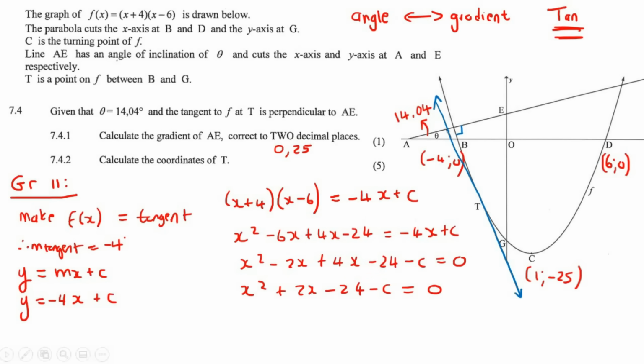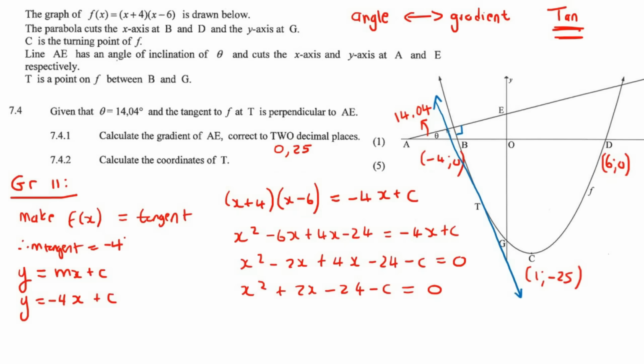Okay, now when I solve this equation, that is going to tell me all the different places where the tangent is touching the parabola. Why? Because I made them equal to each other. Remember that. I'm trying to see where the parabola is equal to the tangent. That's what we're trying to figure out here. Where is the tangent equal to the parabola?